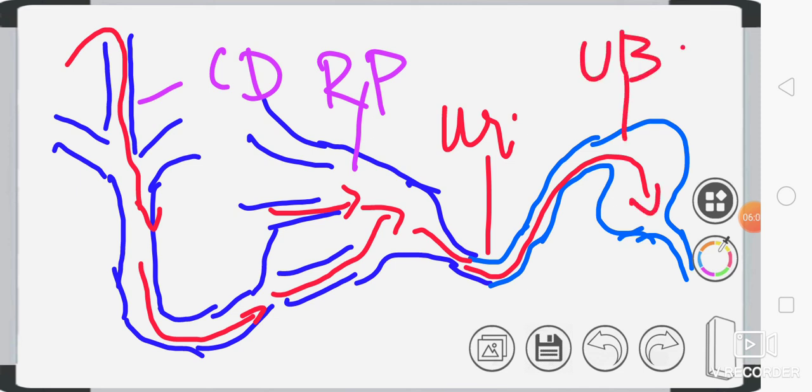This is the urinary bladder, and the urine will be stored there, and when the person feels like urinating, it is passed out through the urethra out of the body. So this is how the entire formation of urine and the expulsion, or the process of micturition or urination, takes place. I hope you have got an idea.